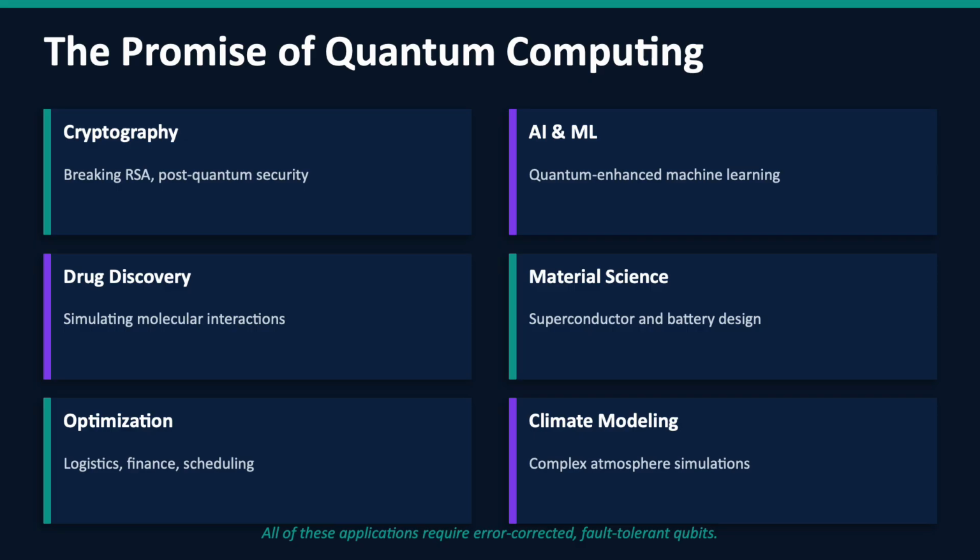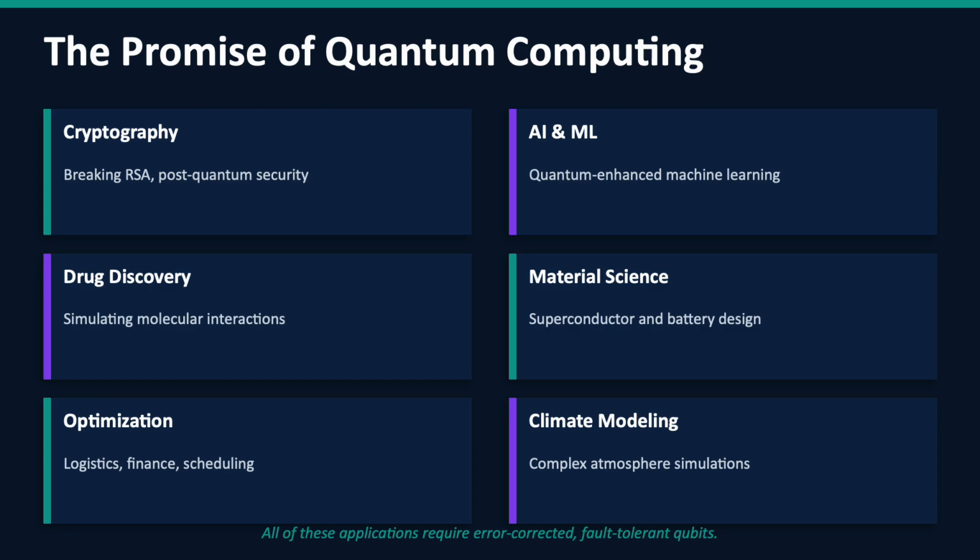In finance and logistics, they could solve incredibly complex optimization problems, finding the most efficient routes, the best investment strategies, or the optimal distribution of resources across global supply chains. All of these transformative possibilities share a single prerequisite. The quantum computer must produce reliable, accurate results.